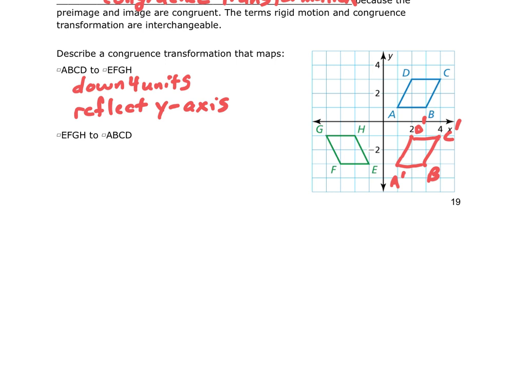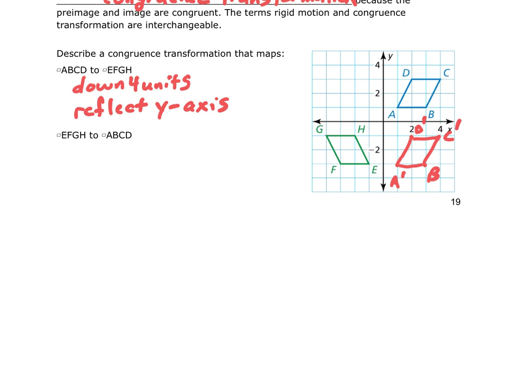Now, what do you think would happen if I said, let's go from green to blue? Let's go the opposite direction. Let's start at the green figure and let's go to the blue figure. How much is going to be different? What would I do first if I wanted to go from green to blue? There's several different ways you could go about this, but what would be one way I could do it?